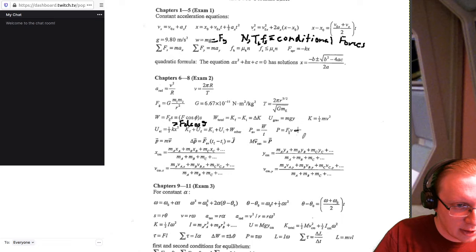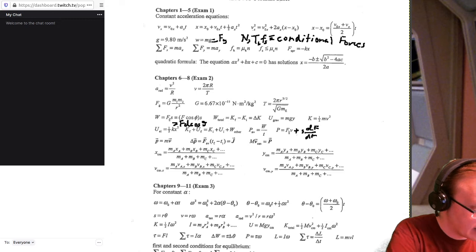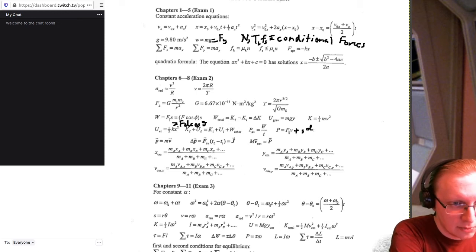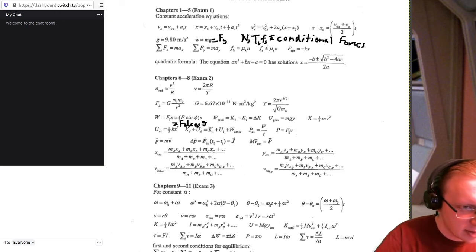Technically there's another term here, which I should probably not be bothering with, but there's that other one. In this class we won't bother with that because it's calculus.